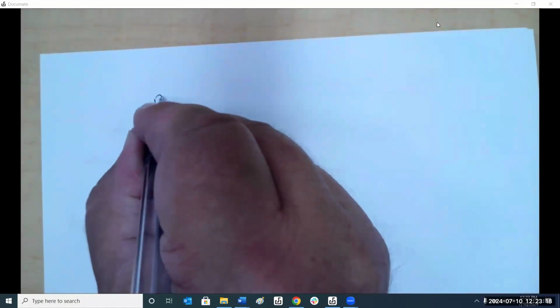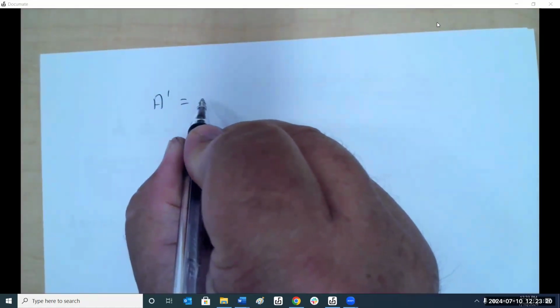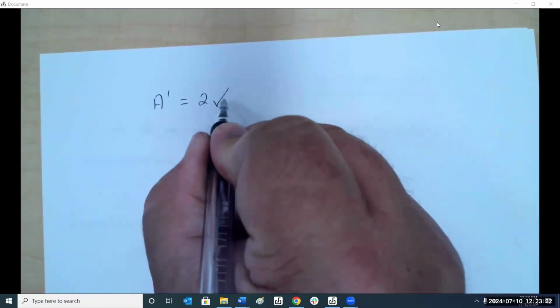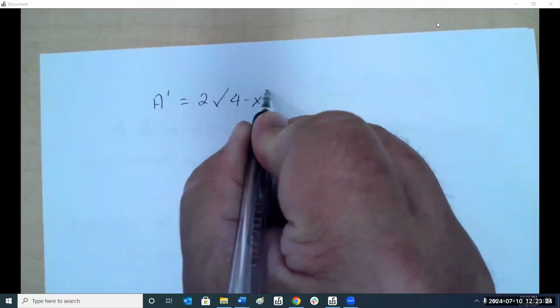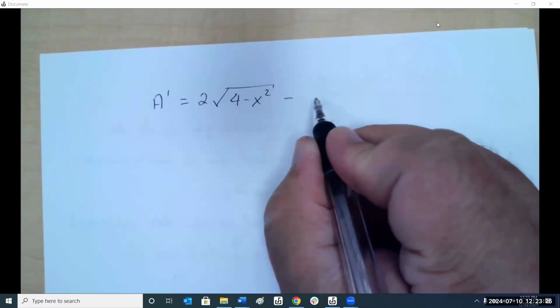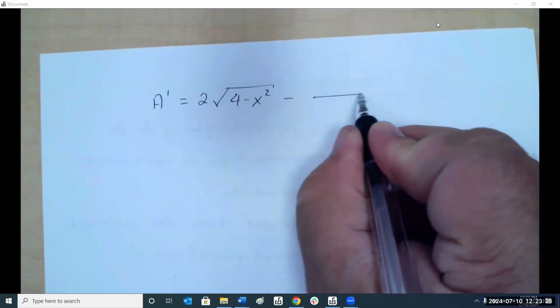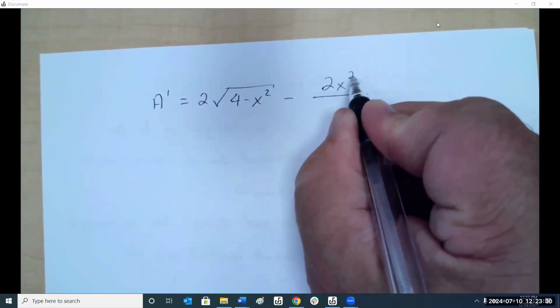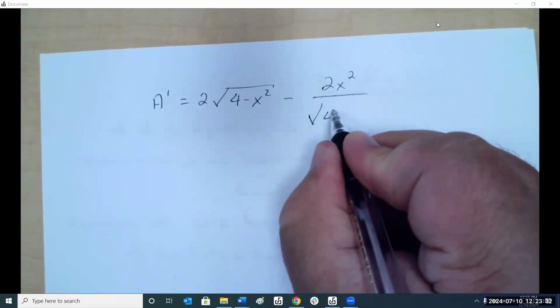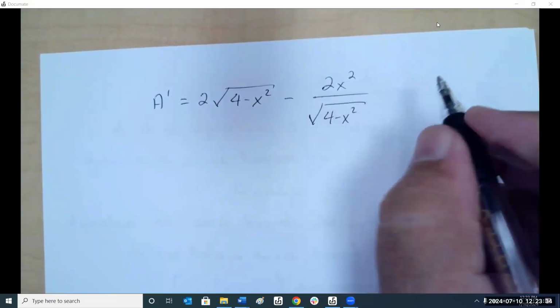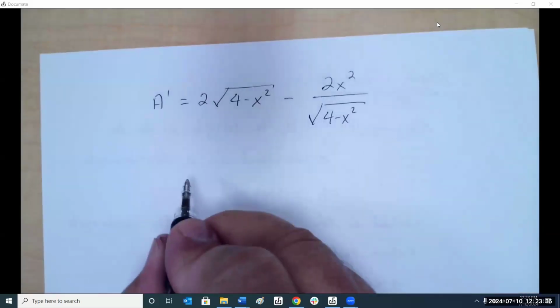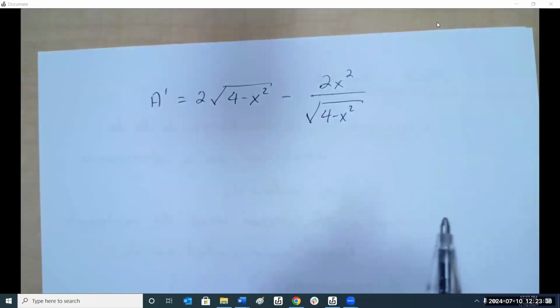All right, so let's fix that, let's clean that up. A prime equals 2 radical 4 minus x squared minus 2x squared over 4 minus x squared. Set that equal to 0.